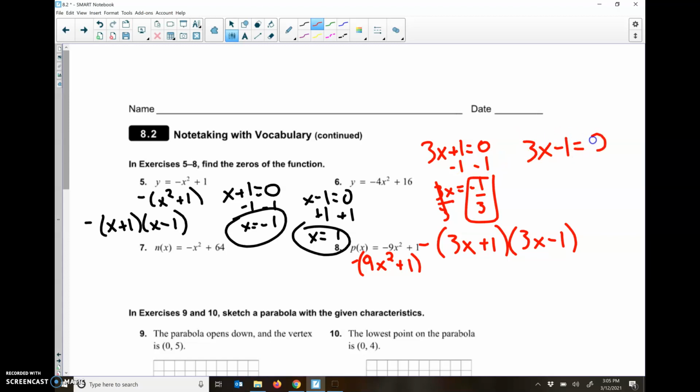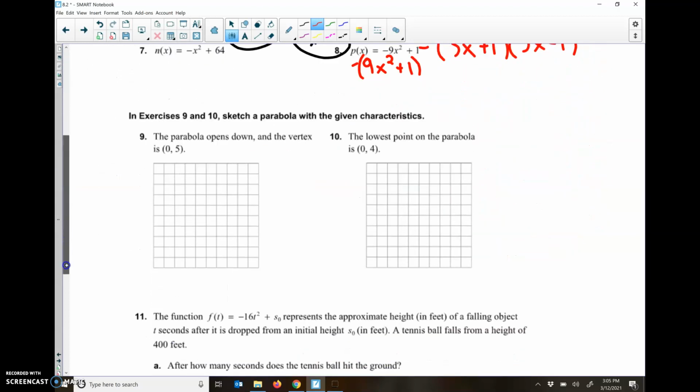And then same thing on the other side with the subtracting 1. So it's a subtracting 1, so I'm going to add 1. So 3x equals 1. Divide both sides by 3. So positive 1/3 and negative 1/3.